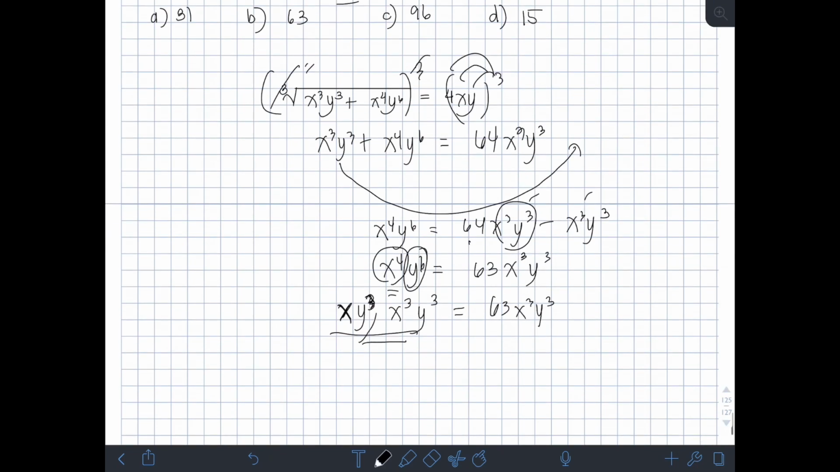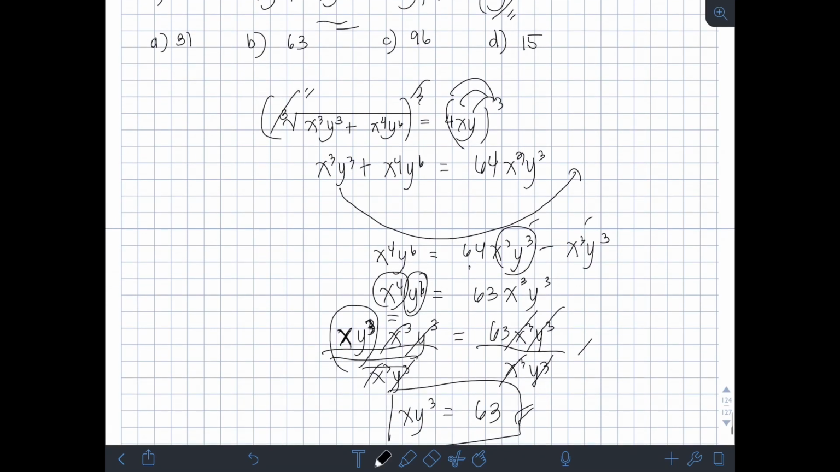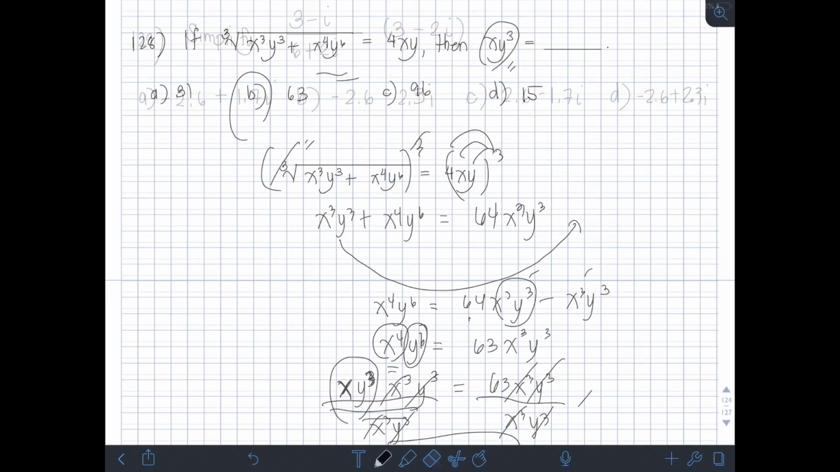So, gusto natin itong xy cube. So, divide natin both sides by x cube, y cube. Okay? So, cancel. Matitira is xy cube equal to, so sa right, cancel din. Magiging matitira na lang is 63. So, therefore, yung value ng xy cube equal siya sa 63. Okay, letter B.